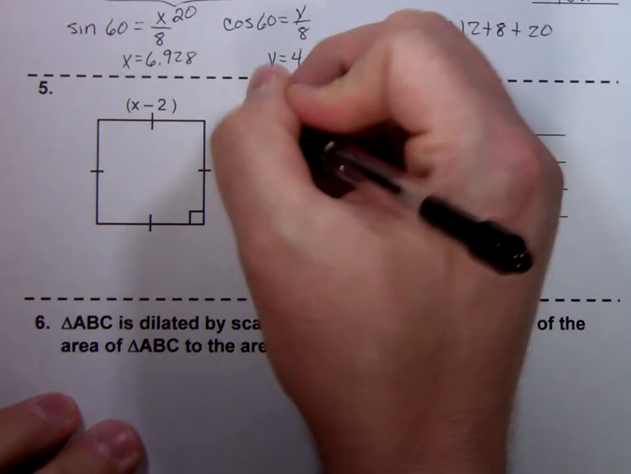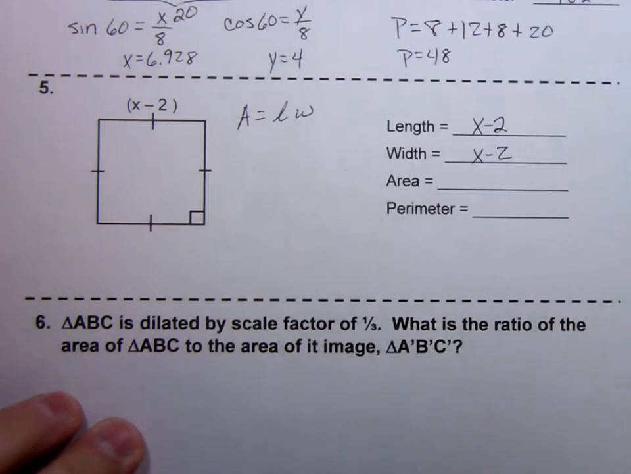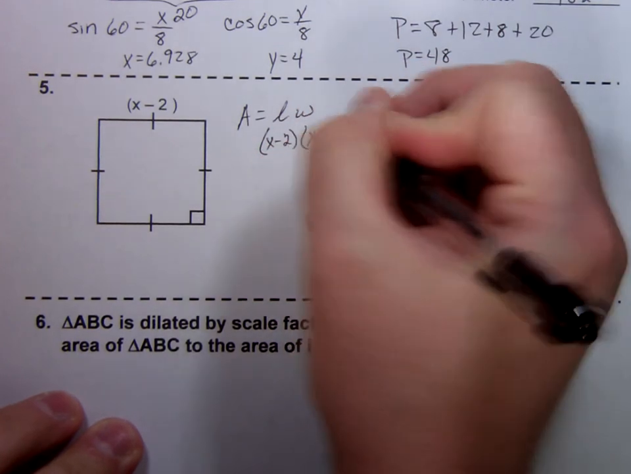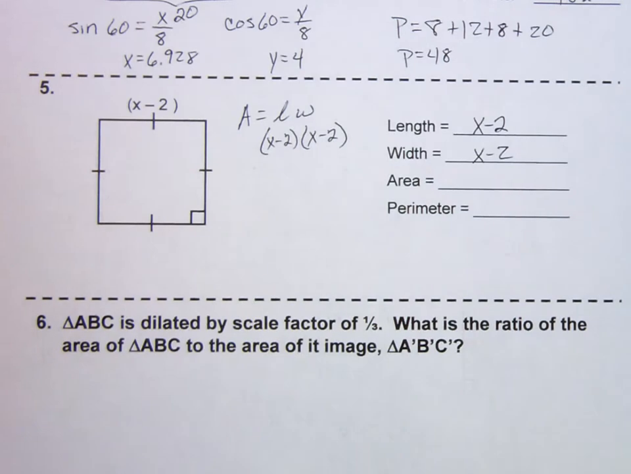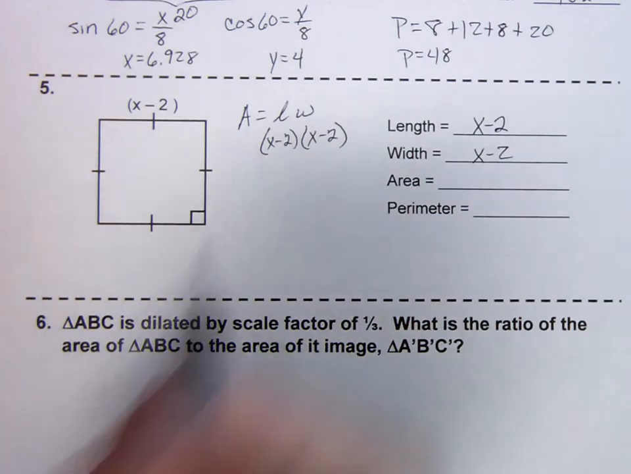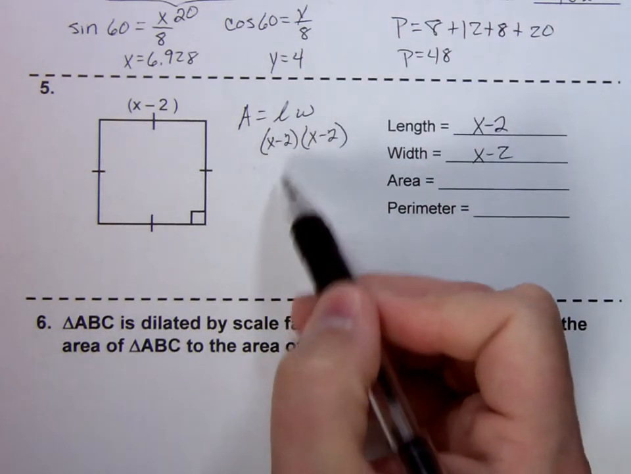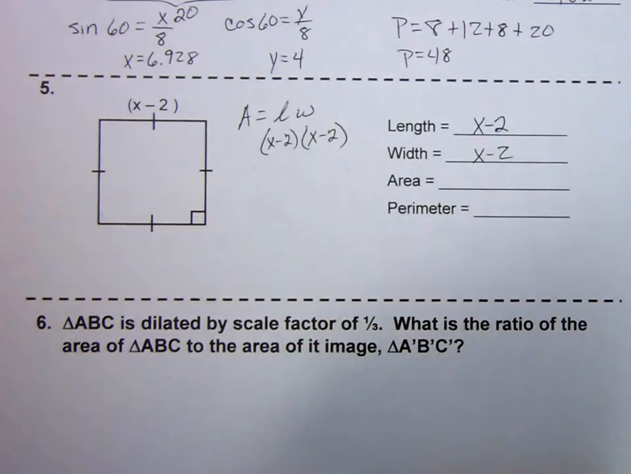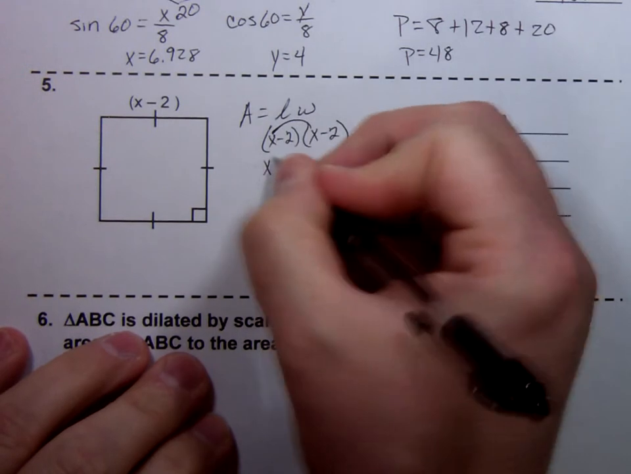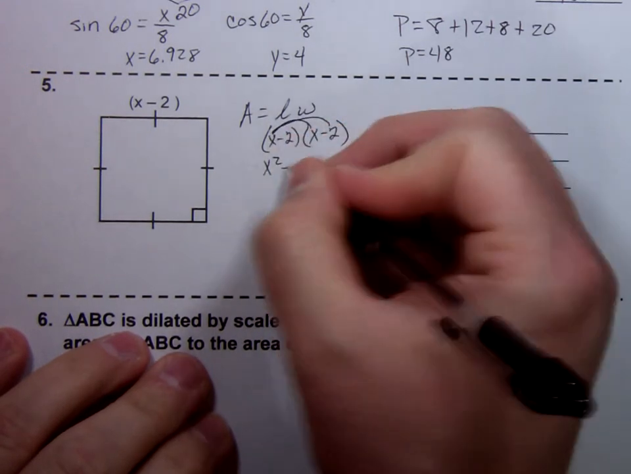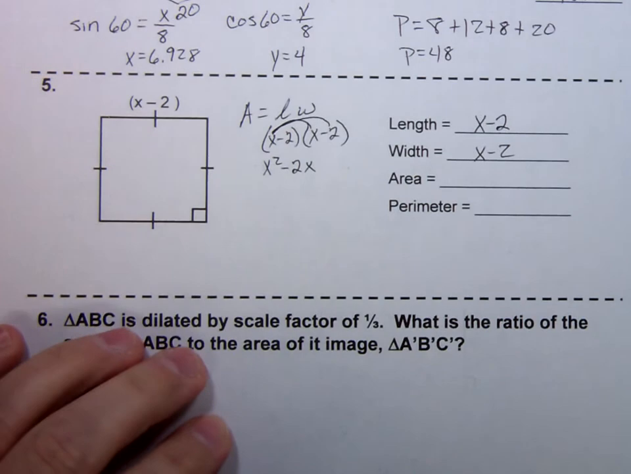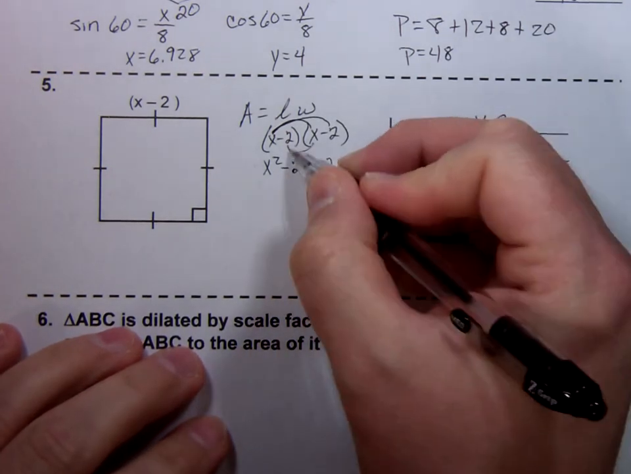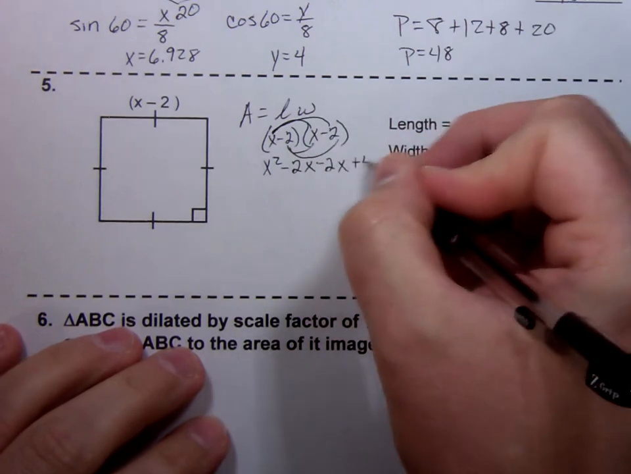So if I'm doing length times width for the area, that means x minus 2 times x minus 2. Now when we do something like that, we have to distribute. We have to make sure that the x multiplies times everything in this parentheses, and the 2 multiplies times everything inside this parentheses. So we got x times x is x squared. X times negative 2 is negative 2x. So I've distributed the x. Now I got to distribute the negative 2. Negative 2 times x. Negative 2 times negative 2. And a negative times a negative is positive.